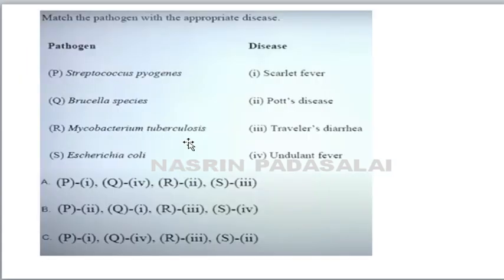Next thing, match the pathogen with the appropriate disease. So Streptococcus pyogenes will cause scarlet fever. Scarlet fever is noted by bright red rashes, and Brucella species is responsible for causing undulant fever in children. Next, Mycobacterium tuberculosis is involved in causing Pott disease. Pott disease is nothing but tuberculosis in the spine, and Escherichia coli is involved in causing traveler's diarrhea. So the correct options are P1, Q4, R2, S3.